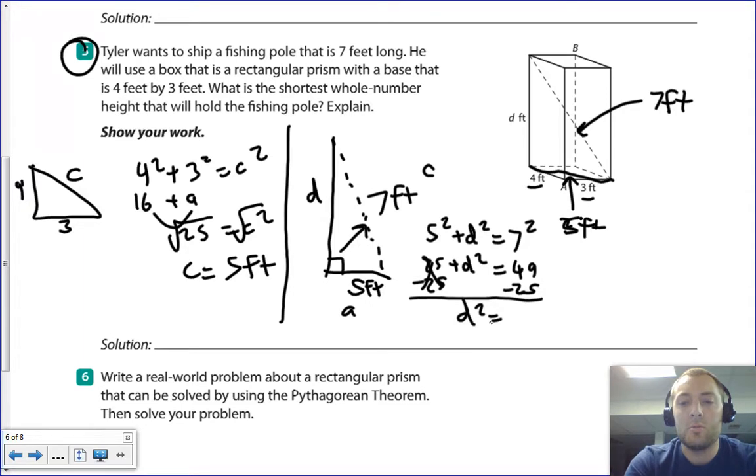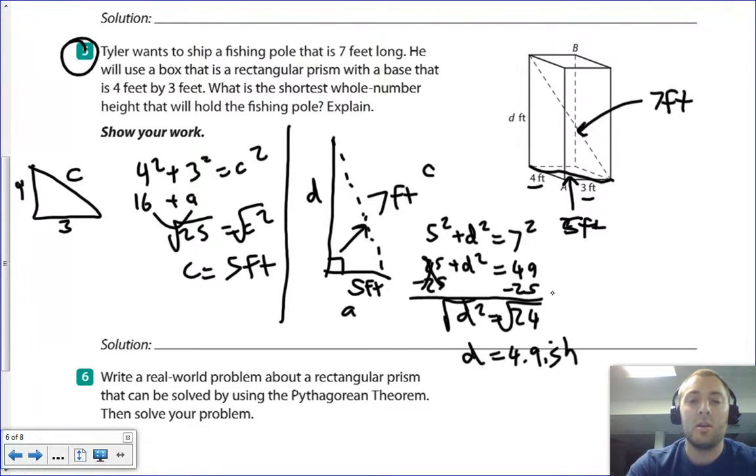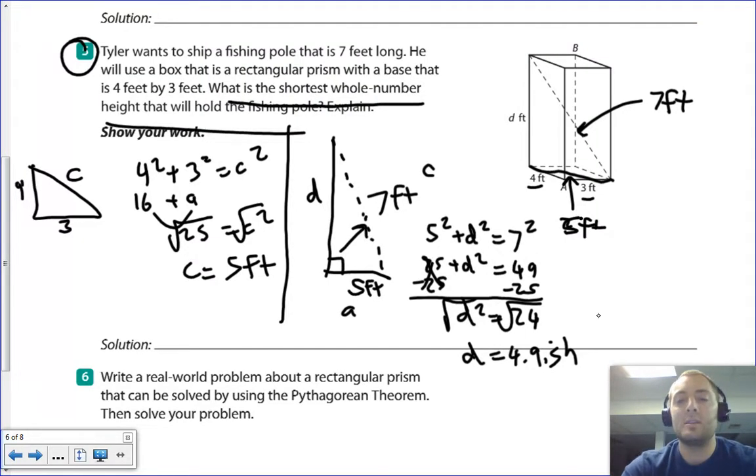D squared equals 24. And taking the square root of both sides, D is going to be very close to 5, right? Because the square root of 25 is 5. The square root of 24 is 4.9-ish. But it does say, what's the shortest whole number height? So we'd want that height to be at least, we're going to go up to 5. So we want the height to be 5 feet.